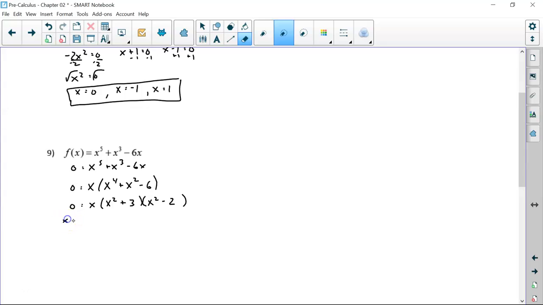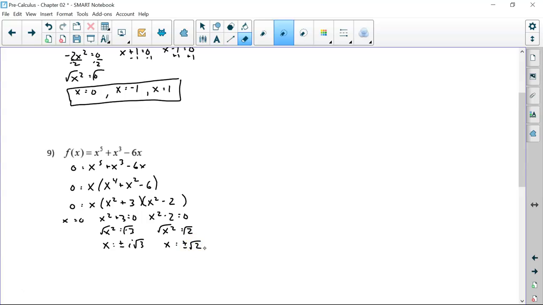Now to solve, we set each factor equal to 0. x equals 0, x squared plus 3 equals 0, x squared minus 2 equals 0. So we get x squared equals negative 3. When we take the square root of both sides, we get x equals plus or minus the square root of negative 3, which simplifies to i square root of 3. Add 2 to both sides, you get x squared equals 2. Take the square root: x equals plus or minus the square root of 2.